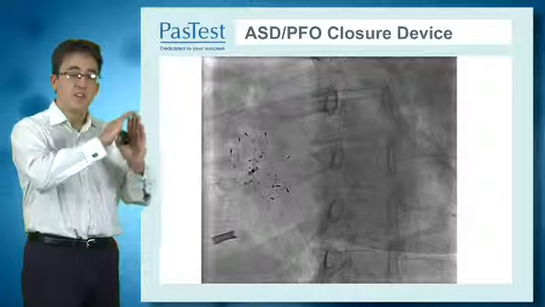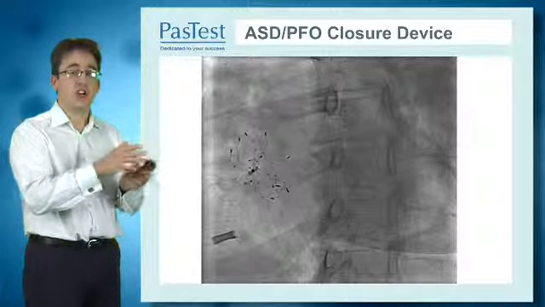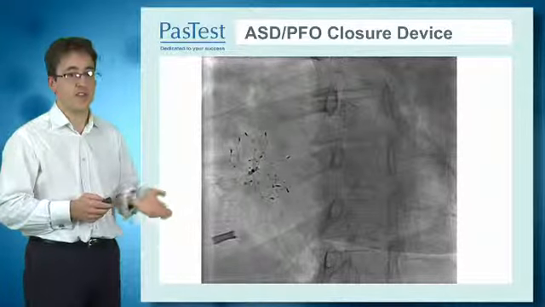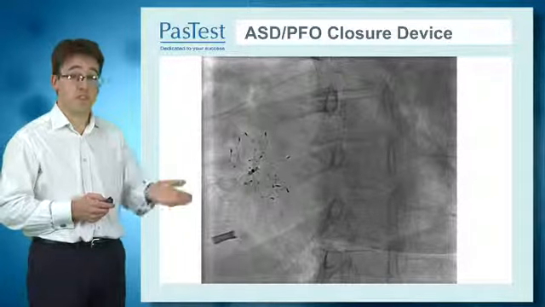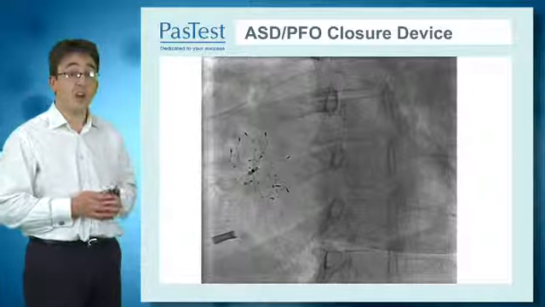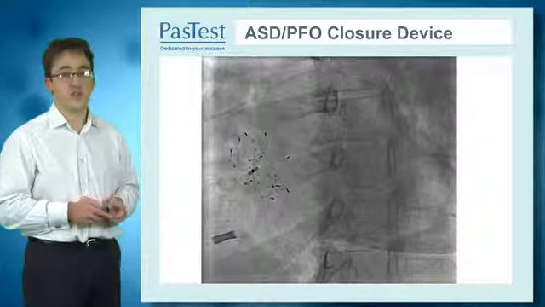These little legs are filled with a membrane which over time becomes endothelialized, closing up the atrial septal defect in its entirety. This is a very successful technique, and in the vast majority of cases, certainly when there's an uncomplicated ASD, is the treatment of choice.